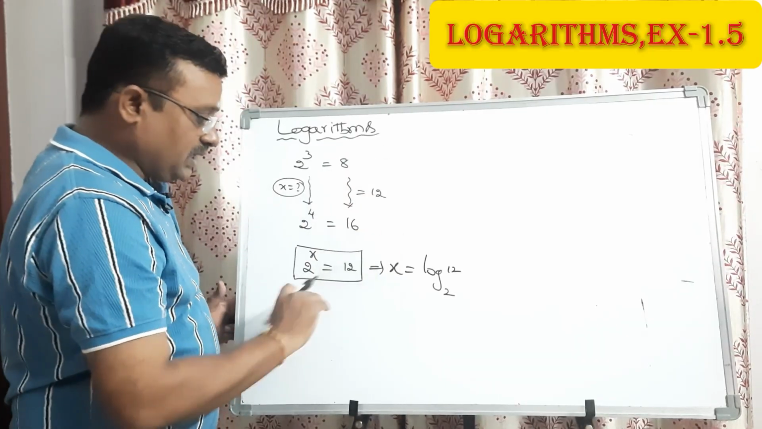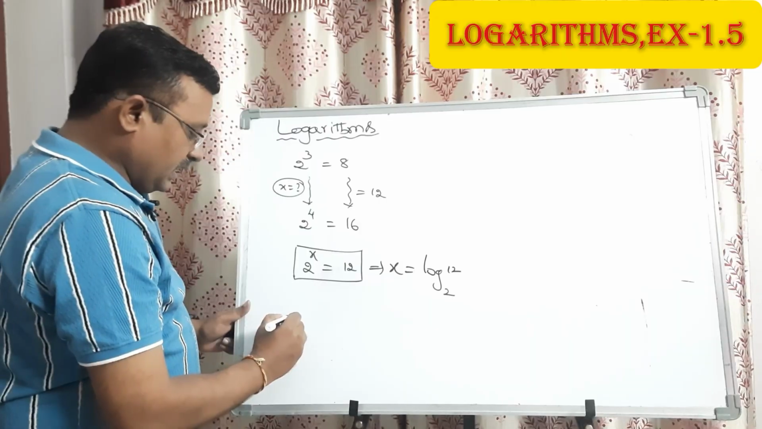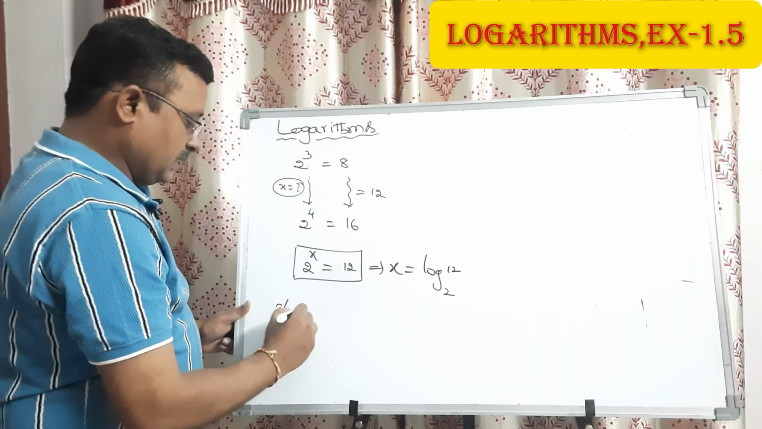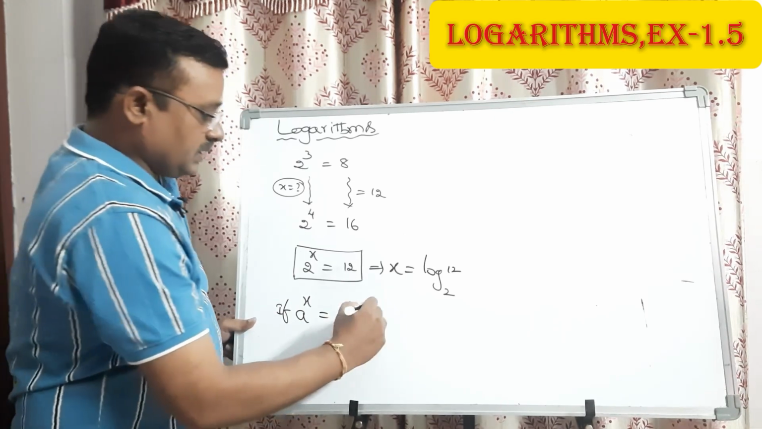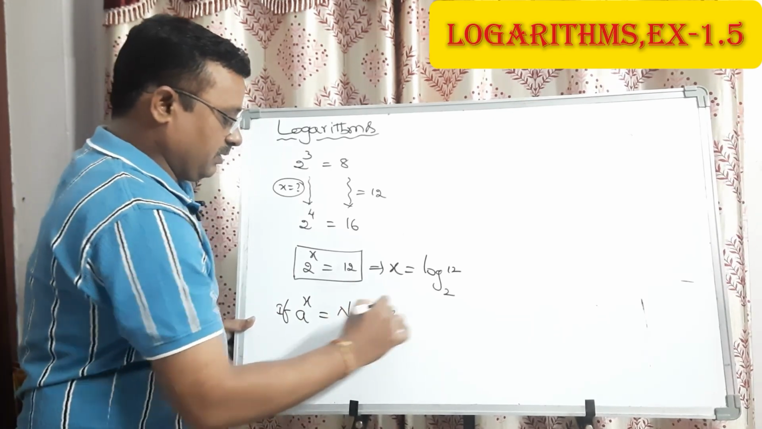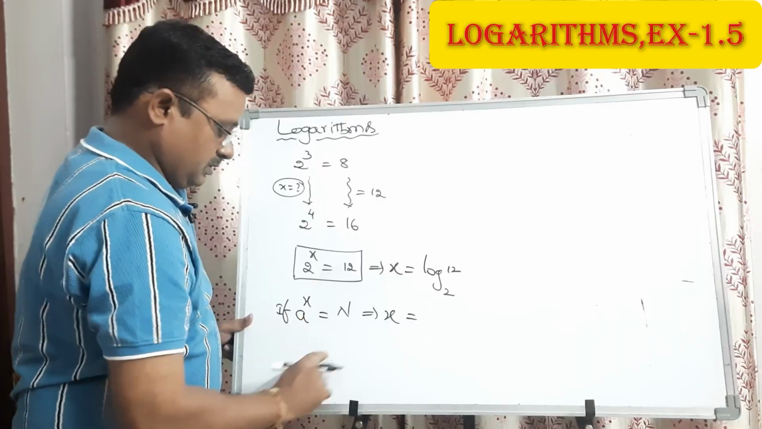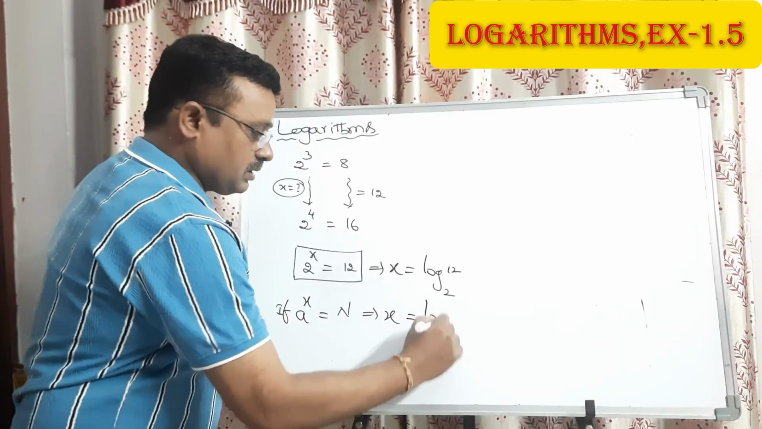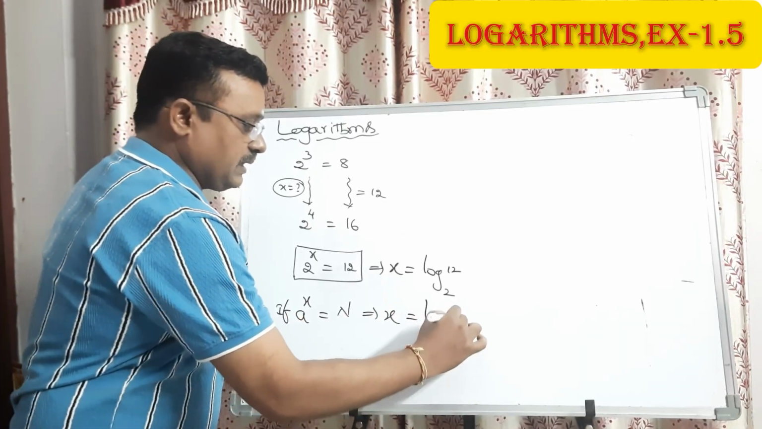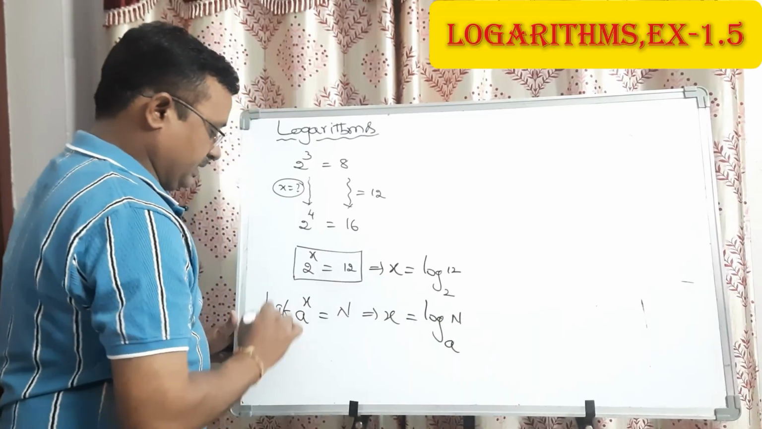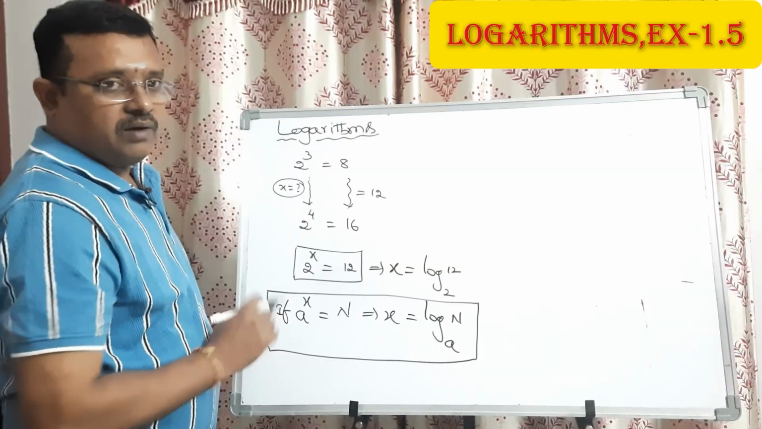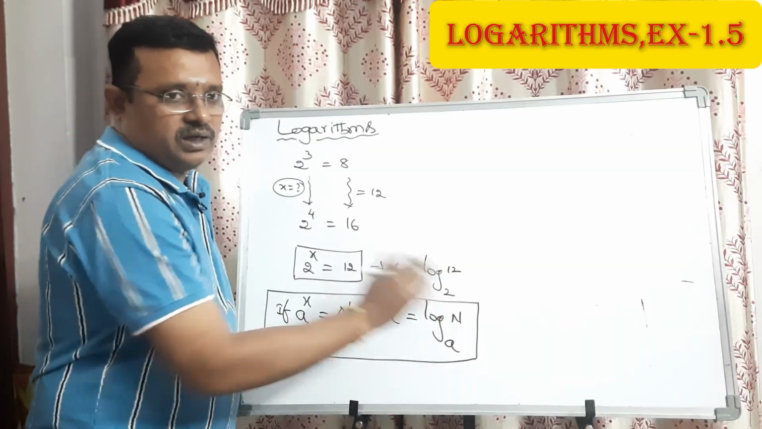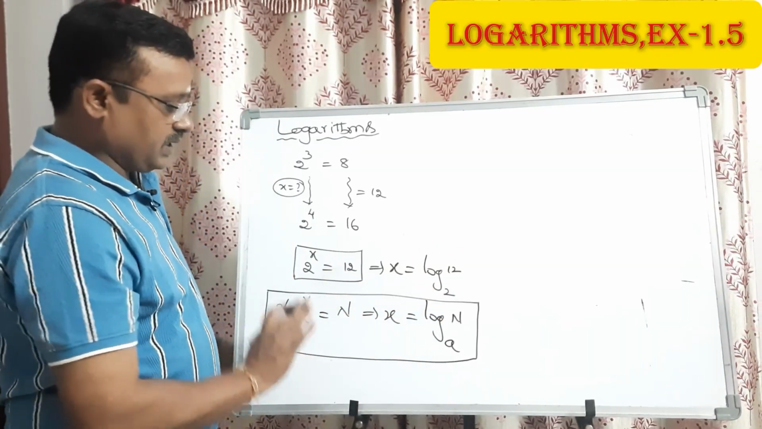Numerical example. What is the generalization? If a power x is equal to n, it implies the power value x is equal to log base a applied to n. This is the result of our conversion from exponential form to logarithmic form. Is it clear? Right.